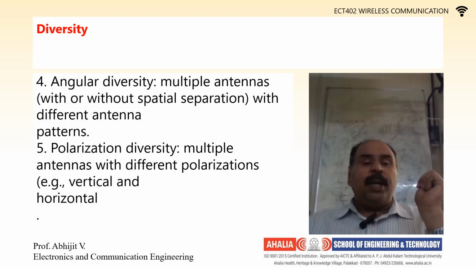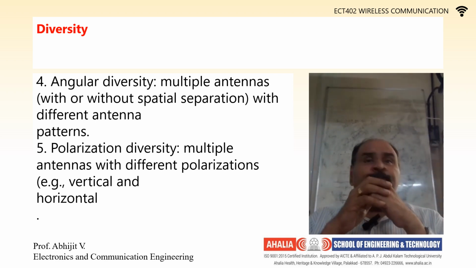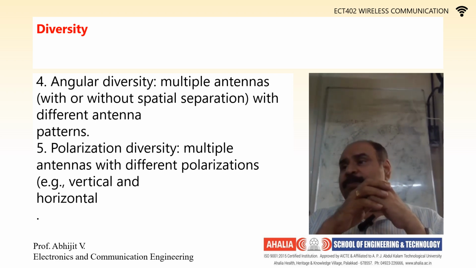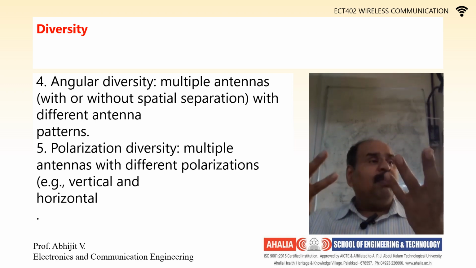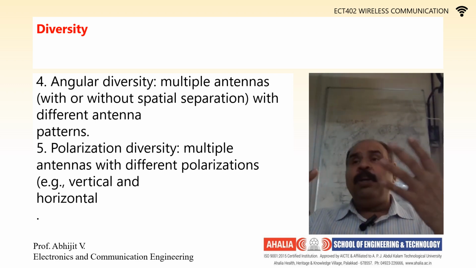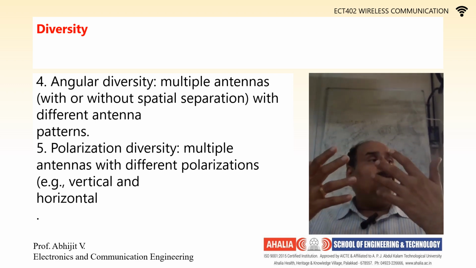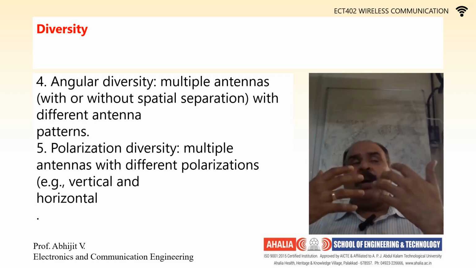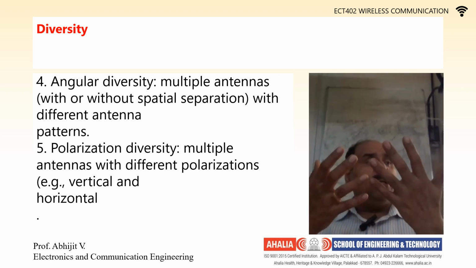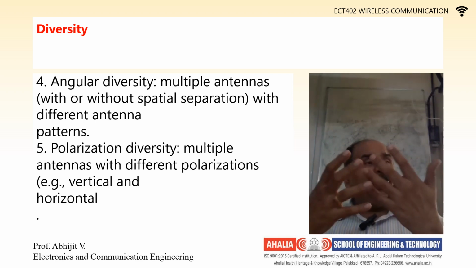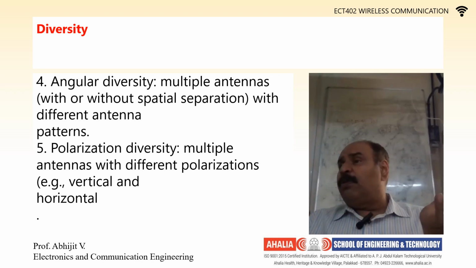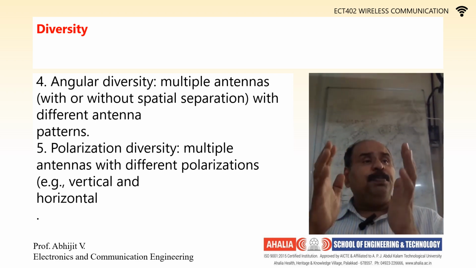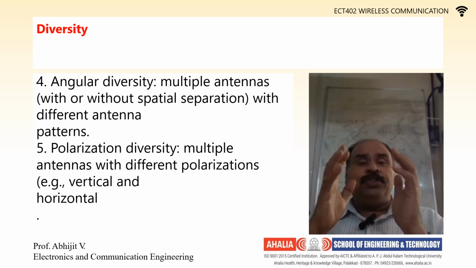The next, fourth type of diversity, angular diversity, very easy. Different antennas at different angles. You keep different antennas at different angles, you receive multiple copies of the same information. You should keep in mind that whatever is the information signal, s(t), that you are transmitting is the same. You are not transmitting different information or different sets of values. All message bits that you are transmitting would be the same.